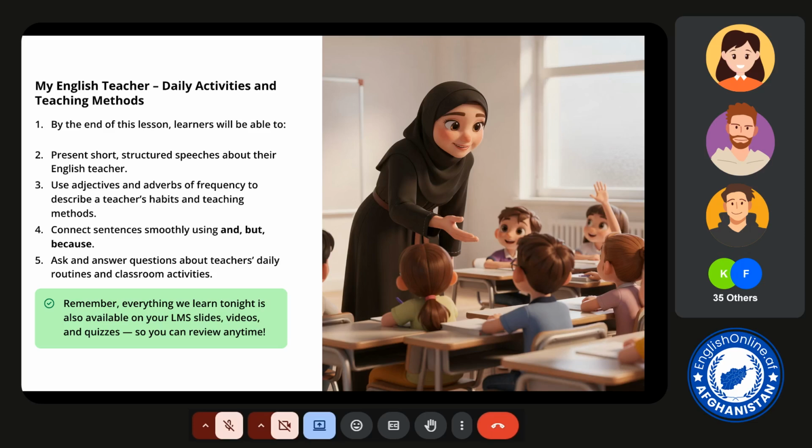Okay, guys, in today's session, we're going to study my English teacher, daily activities, and teaching methods. By the end of this lesson, learners will be able to present short, structured speeches about their English teacher, use adjectives and adverbs of frequency to describe teachers' habits and teaching methods, connect sentences smoothly using and, but, because, and the last one, ask and answer questions about teachers' daily routines and classroom activities.